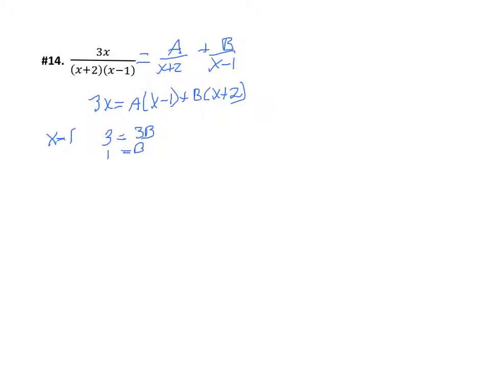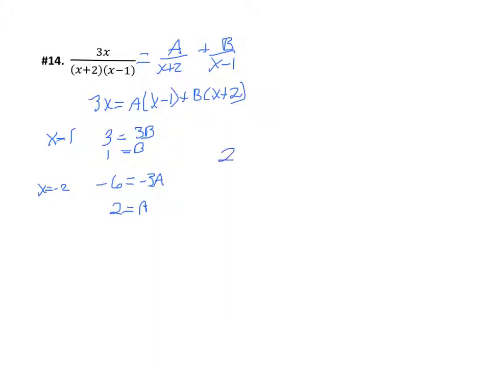Okay, now we're going to let x equal negative 2, good. So 3 times negative 2 is negative 6, equals negative 2 minus 1 is negative 3, and then B goes away, it's what we want, and we get A is positive 2. Wow, we're done.